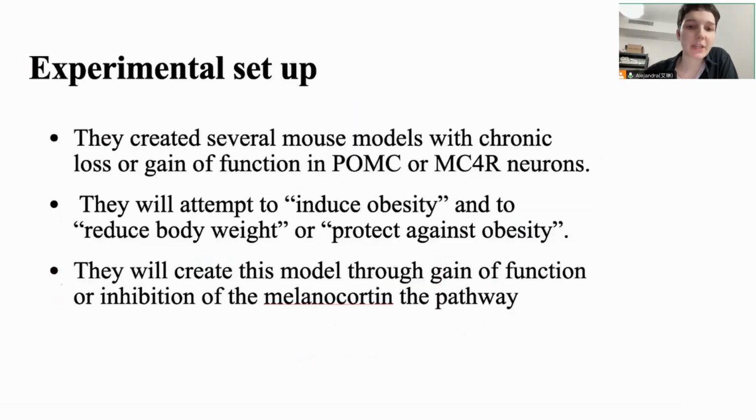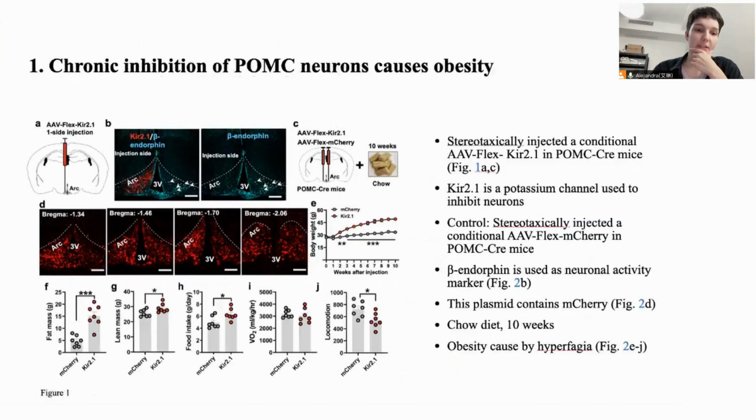So the experimental setup. In general, they're going to use this pattern: they create several mouse models with chronic loss or gain of function in POMC or MC4R neurons. Then they will attempt to induce obesity and to reduce body weight or protect against obesity. And then they will create these models through gain of function or inhibition of the melanocortin pathway. So let's start with the first results.